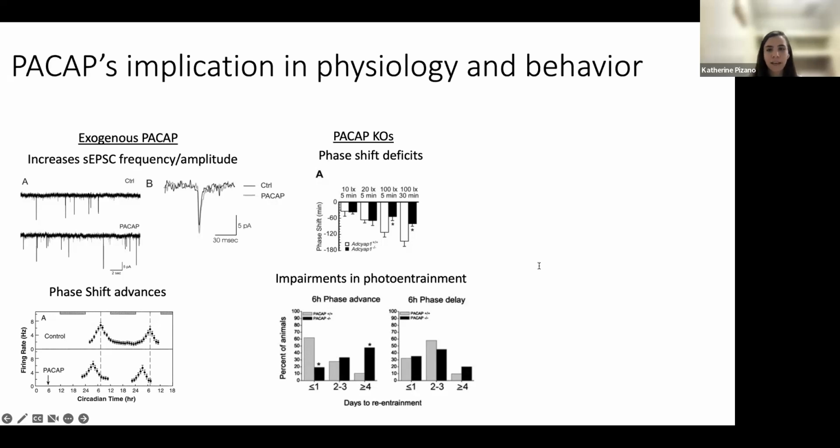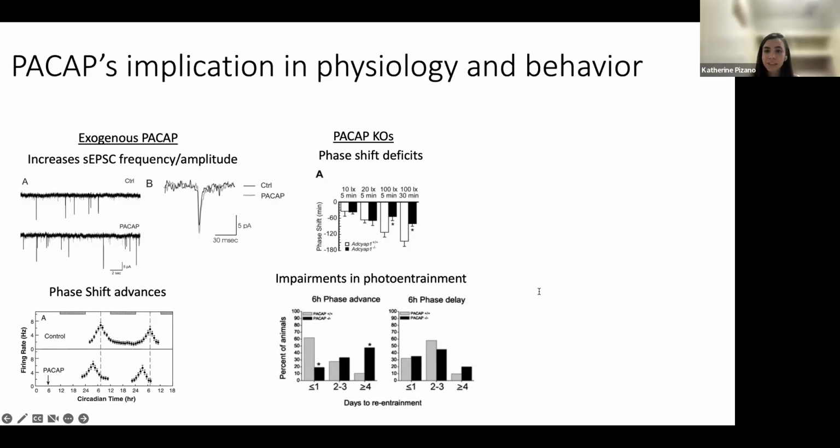Moving on, if you look at other impairments in photoentrainment, here is an example where the light cycle was manipulated to include a 6-hour advance or delay of the light onset. It was discovered that these PACAP null animals take significantly longer to reestablish entrainment, but only for the phase advance condition. In other words, it took these PACAP knockouts, this black bar, roughly 4 more days for about 50% of the animals to re-entrain to this new light onset.